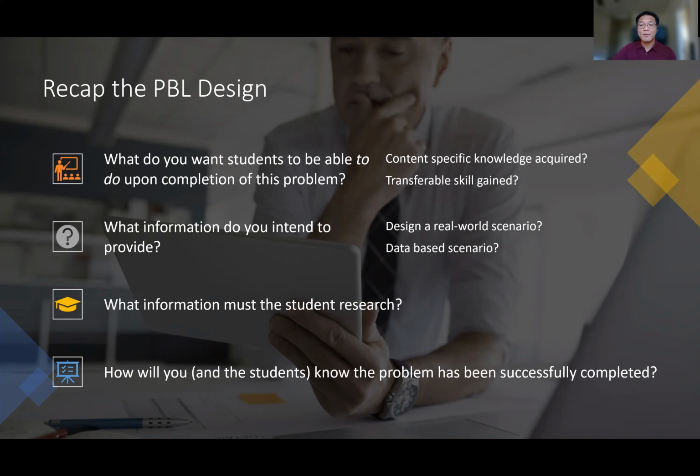Second, what information do you intend to provide in your PBL? That is, you would like to design a real-world scenario, or you would like to use a database scenario from research articles, or blended. What information would you like your students to research for the problem? How will you and the students know the problem has been successfully completed, and how are you going to assess it?